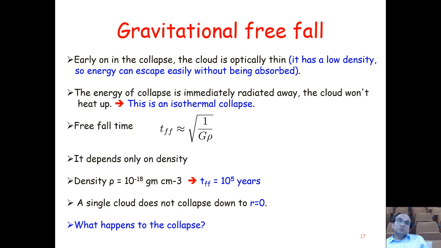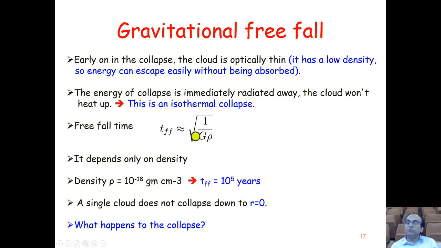So the collapsing of the cloud is basically governed by the gravitational free fall, that is the free fall time. Early in the collapse, the cloud is optically thin, so it has a low density, so energy can escape easily without being absorbed. So the energy from the collapse is immediately radiated away. So the cloud doesn't heat up. So this collapse is called the isothermal collapse. And since energy is radiating, nothing is going to stop this collapse.